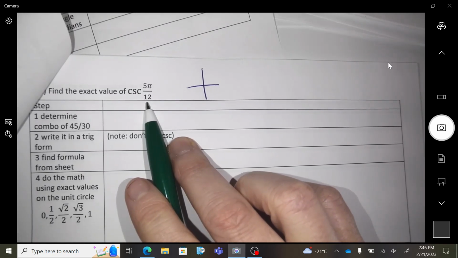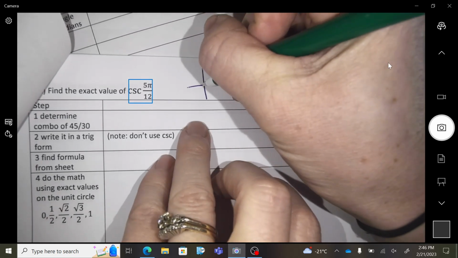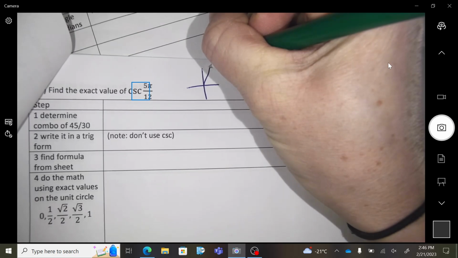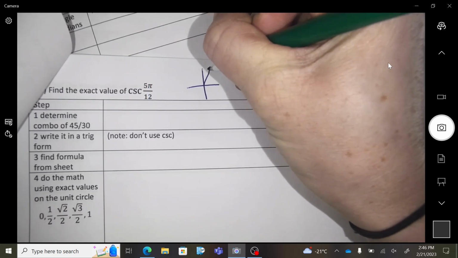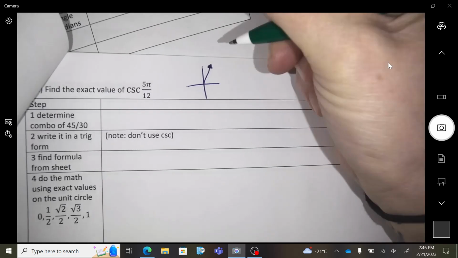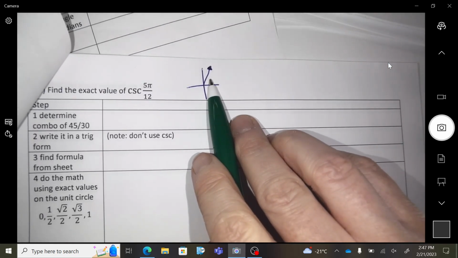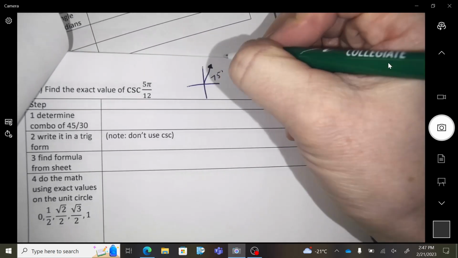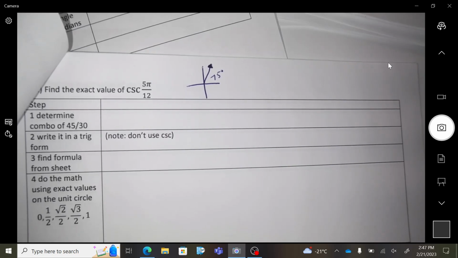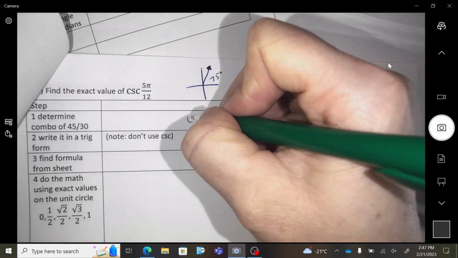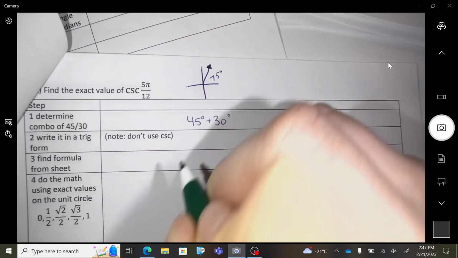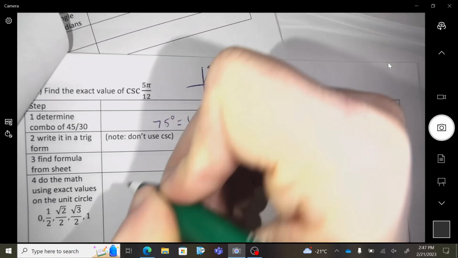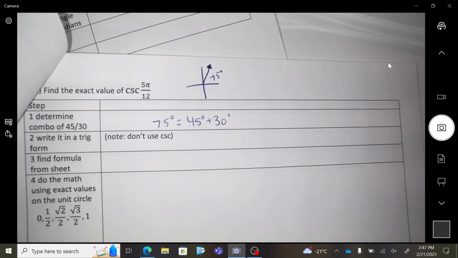5 pi over 12. Where are we? We just wrote these out, so I like following along. I don't want to do it by myself. This is on Thursday. That's where I am, right? And would you agree with me that that is a 75-degree amount from the x-axis? Yep. So we are going to be working with a 75-degree angle. So we're going to be doing some adding.